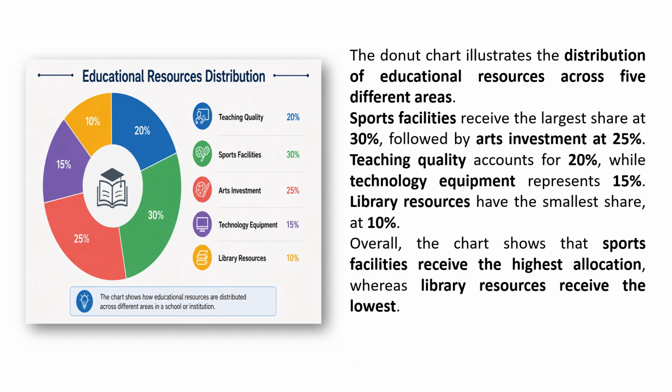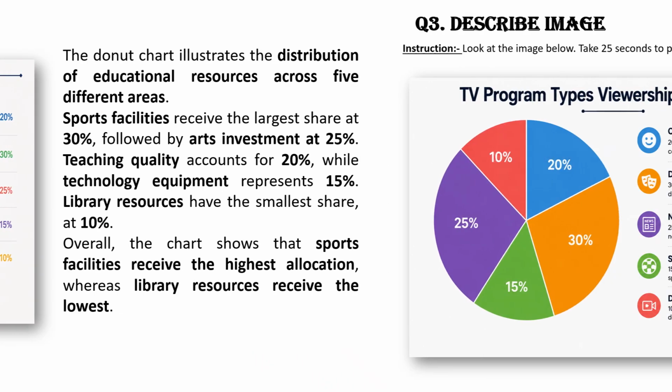The donut chart illustrates the distribution of educational resources across 5 different areas. Sports facilities receive the largest share at 30%, followed by arts investment at 25%. Teaching quality accounts for 20%, while technology equipment represents 15%. Library resources have the smallest share, at 10%. Overall, the chart shows that sports facilities receive the highest allocation, whereas library resources receive the lowest.